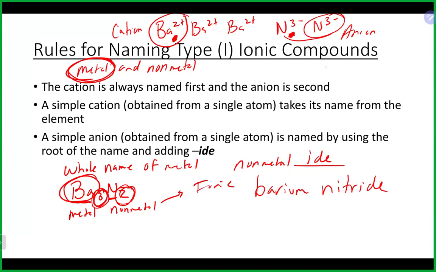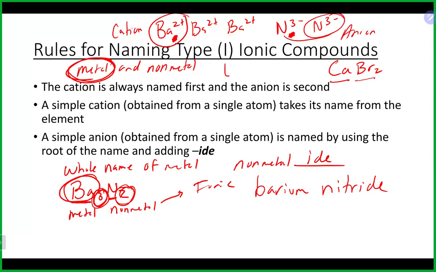We did this guy earlier, right? What should this one be called? This is calcium bromide, again because calcium is group number 2, type 1. Br is bromine, which is a nonmetal. That's a type 1 compound. Calcium whole name, IDE for the second. Calcium bromide in this case.